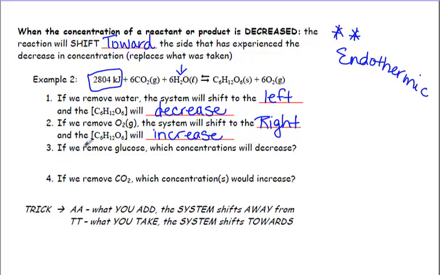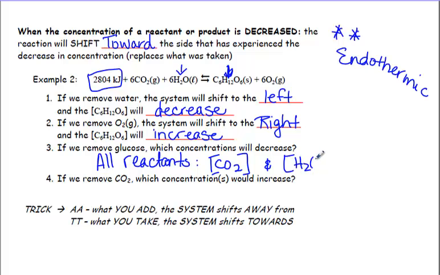Okay, so if we remove glucose, which concentrations will decrease? If we remove this, okay, this is the glucose. If we take away a product, which other concentrations are going to decrease? Well, everything on the left-hand side. So all of the reactants. And in this particular example, CO2, and I'm writing the brackets so you know it's a concentration of CO2, and the concentration of the water. Okay, heat doesn't count. Remember, we don't have a concentration of heat.